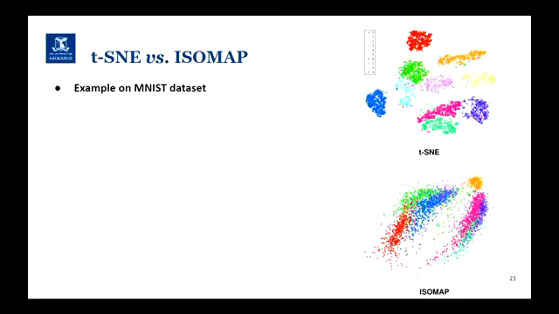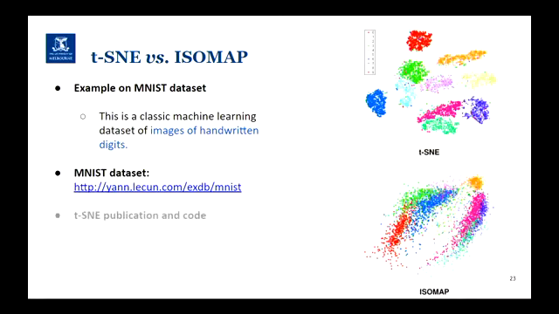And if you compare the two, and people have been comparing these, for instance, with images, and one example is this MNIST data set, which is a very classic machine learning data set of images of handwritten digits from 0 to 9. And while Isomap doesn't do a good job of separating them, stochastic neighbor embedding managed to actually plot them properly into two-dimensional space. This is also available, and so is the publication and the code for t-SNE, so this assures reproducibility as well.